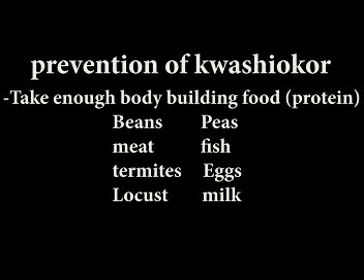How can we prevent kwashiorkor? Kwashiorkor can be prevented by taking body building foods such as beans, peas, meat, fish, termites, eggs, locust, and milk. Remember, proteins are divided into two. We have animal proteins and plant proteins. Both plant proteins and animal proteins are recommended for a child who has kwashiorkor.